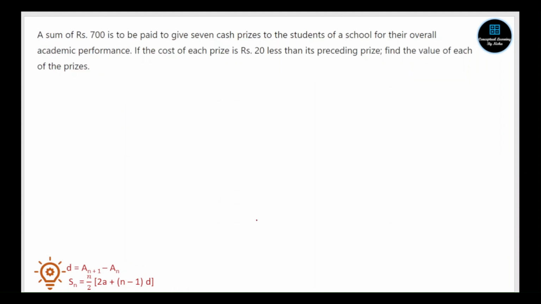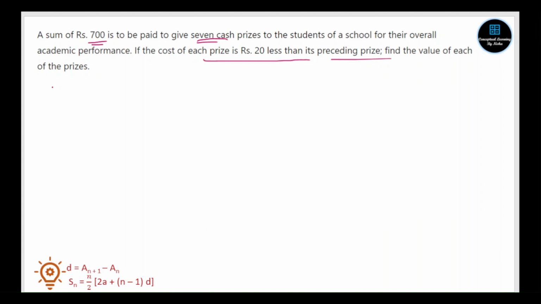Now, a very interesting question. A sum of 700 is to be paid to give 7 cash prizes to students of a school for their overall academic performance. The cost of each prize is 20 less than the preceding prize, and we have to find the value of each prize. Basically, we have to find the terms of an AP where there are how many terms? How many prizes are there? 7. So yes, there are 7 terms and their sum is 700.